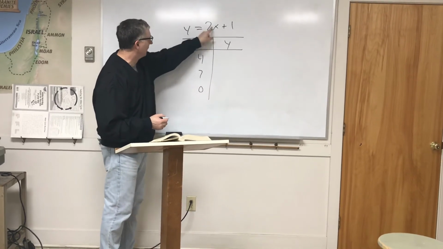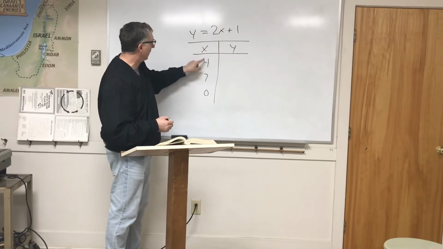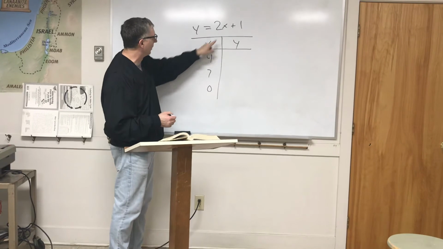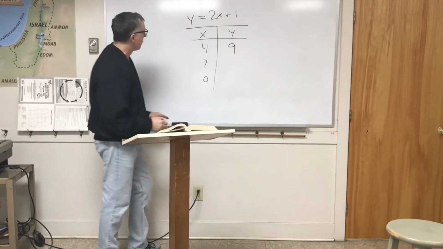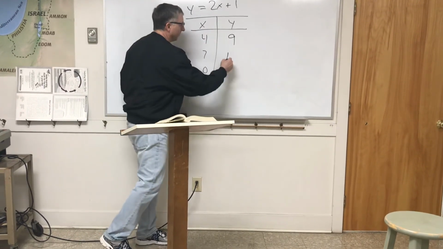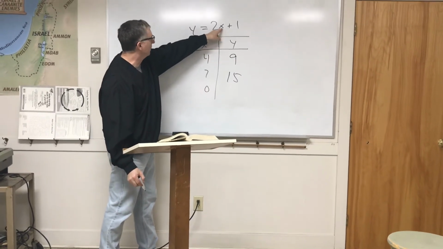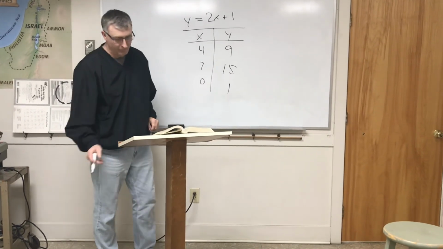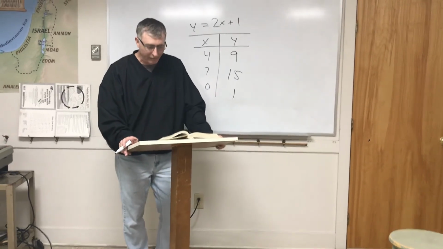y is this operation over here. So first of all, I plug in x, which in this case is 4 for this line here. 4 times 2 is 8 plus 1 is 9, so y is 9. If x is 7, 7 times 2 is 14 plus 1 is 15. If x is 0, 0 times 2 is 0 plus 1 is 1. And so my answers there would be 9, 15, and 1.